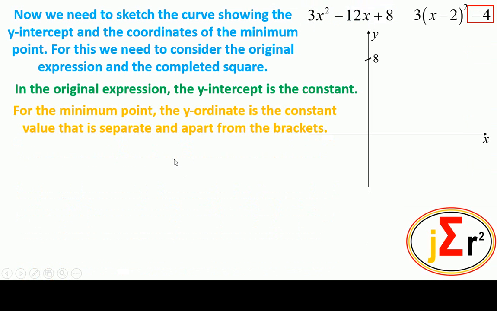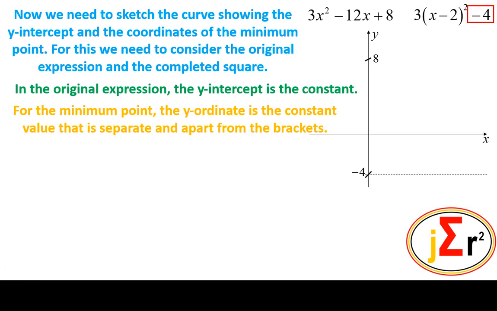For the minimum point, the y-ordinate is the constant value that is separate and apart from the brackets. This -4 will be the y-ordinate of the minimum point. Why so? Because this is a perfect square, and the smallest value that the entire thing can have is if the perfect square is equal to 0. There's no smaller value for a perfect square than 0.